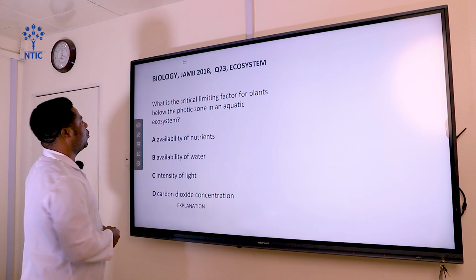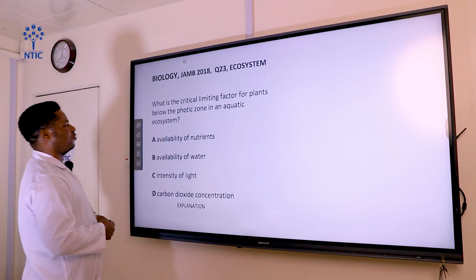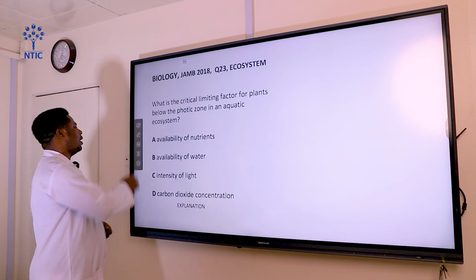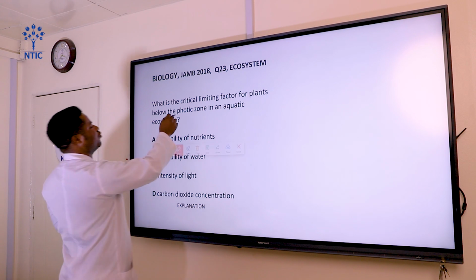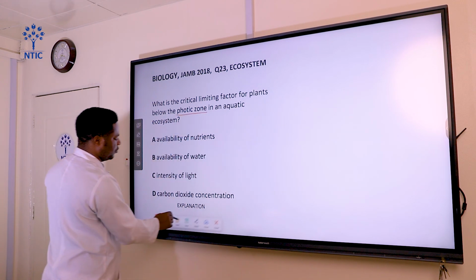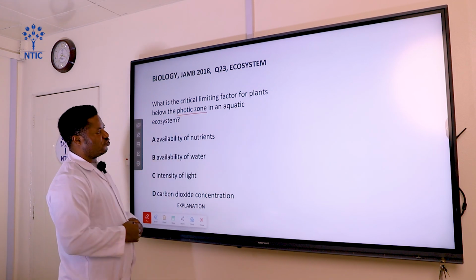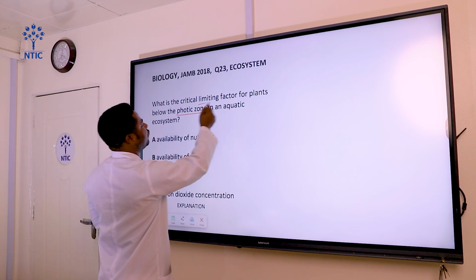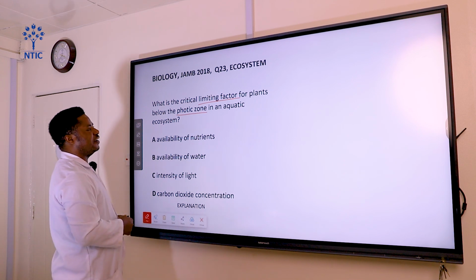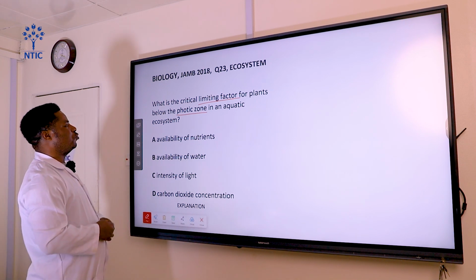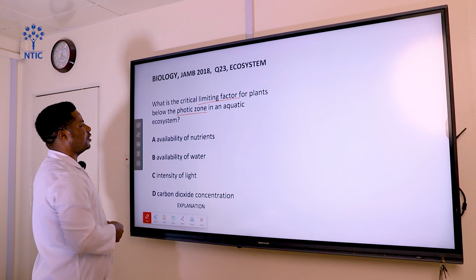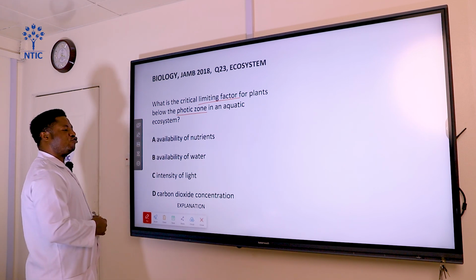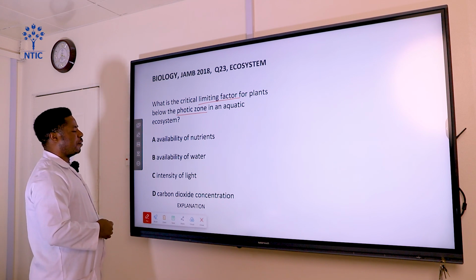The next question says, what is the critical limiting factor for plants below the photic zone in an ecosystem? And one will ask, what is the photic zone? You have to know what the photic zone is to be able to answer this question. The emphasis here is placed on the photic zone, the limiting factor, the factor that can impede photosynthetic activity. Now, let's read through the options and see which one is the correct answer.